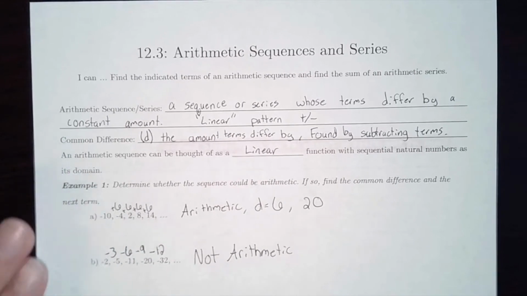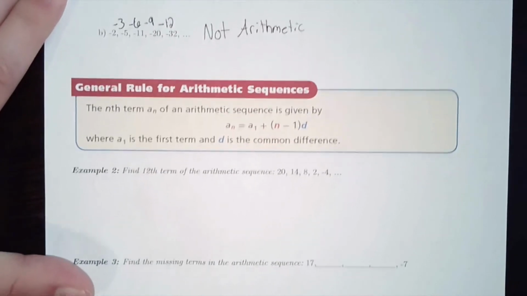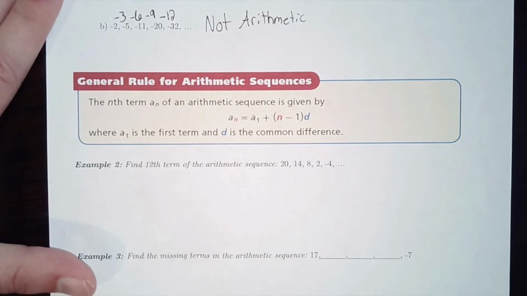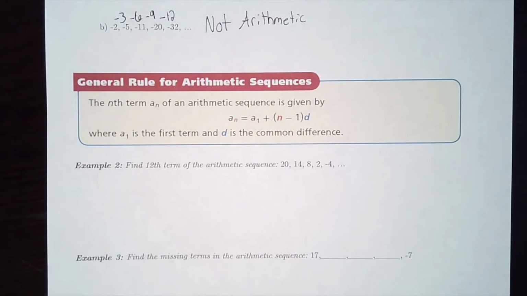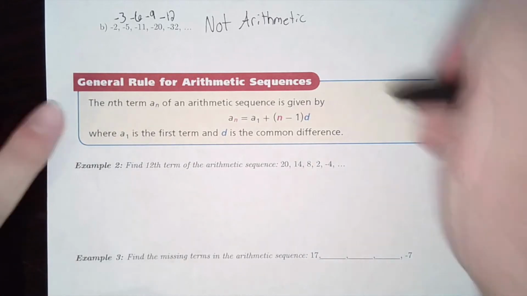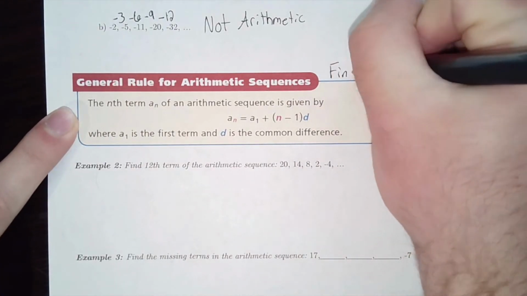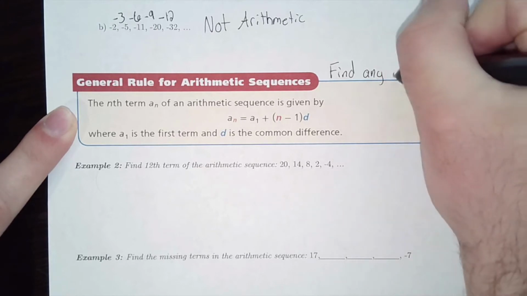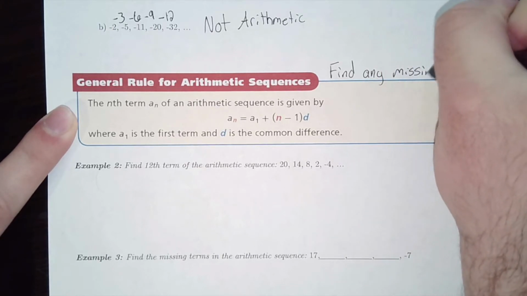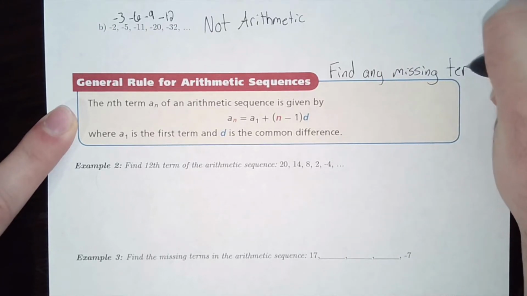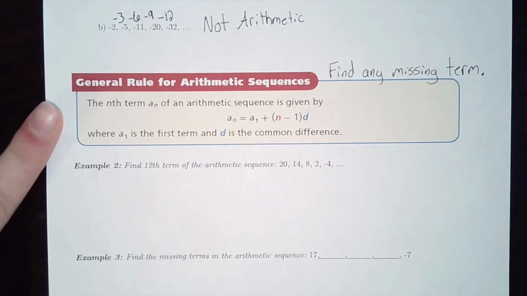Okay, let's get to our formula here. So when we start to talk about our arithmetic sequences, we're going to get what we call a general rule. Now this general rule is going to be used to find any missing terms. So any question where I ask you to find a missing term, this general rule is what you want to use.